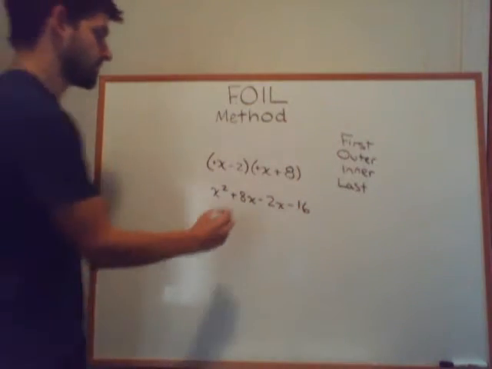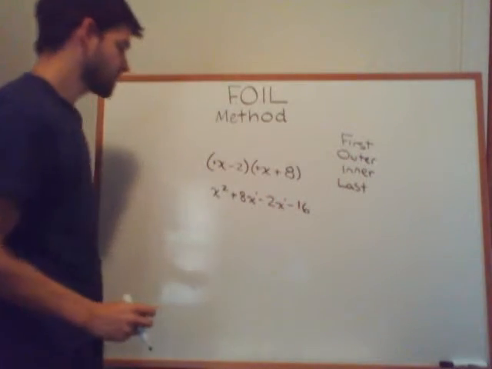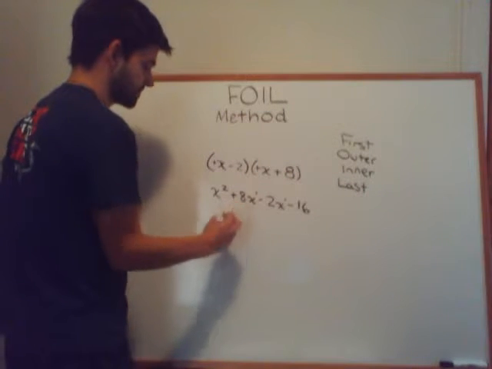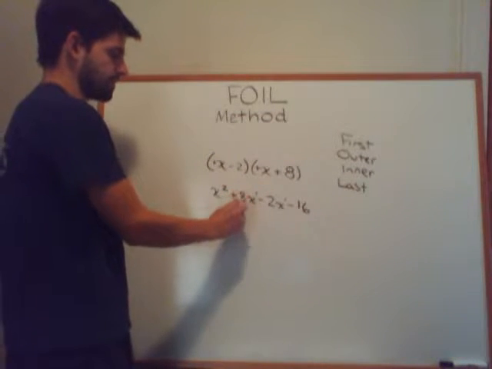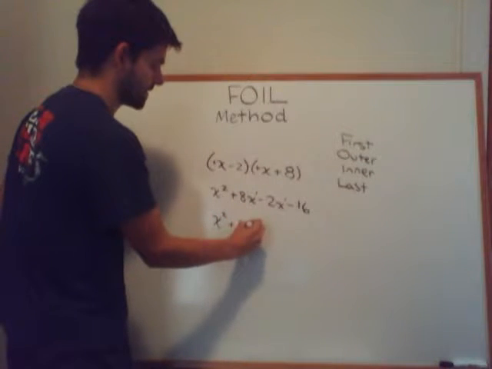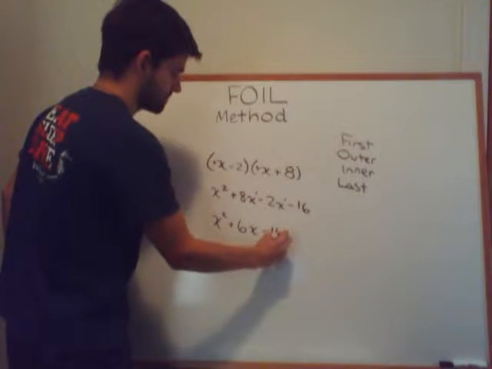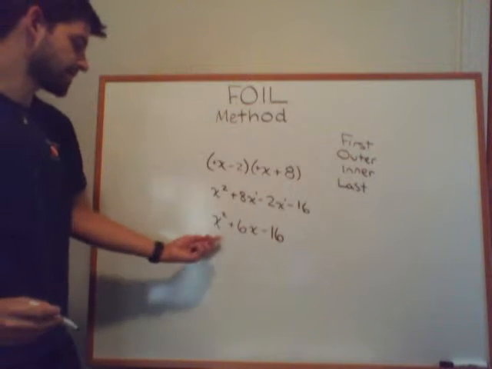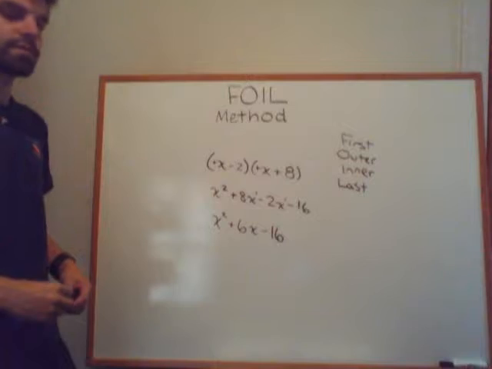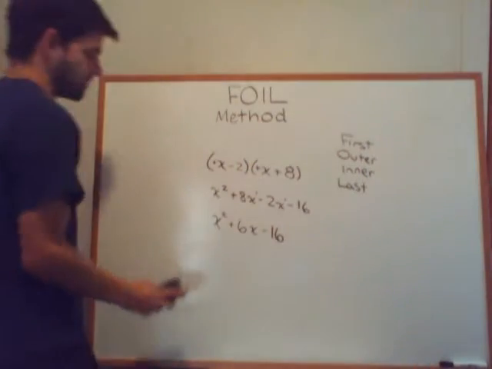So go ahead and again, combine like terms, put the ones here if they help keep things organized for you. X squared isn't going to have any like terms with it. Positive 8x minus 2x is positive 6x minus 16. Okay, and then again, this is the simplified polynomial expression after combining like terms. Okay, let's look at one more.